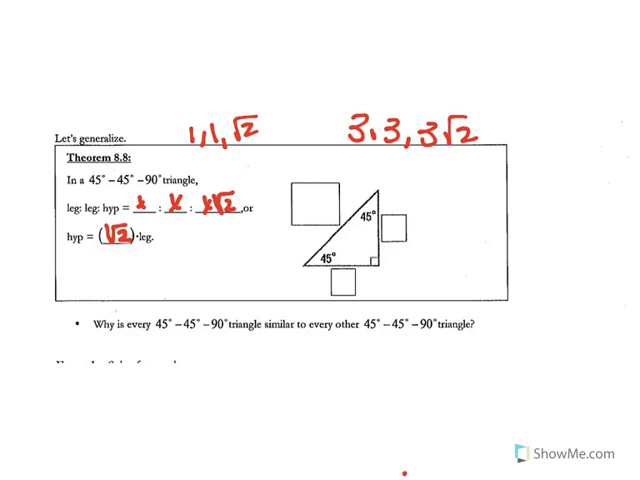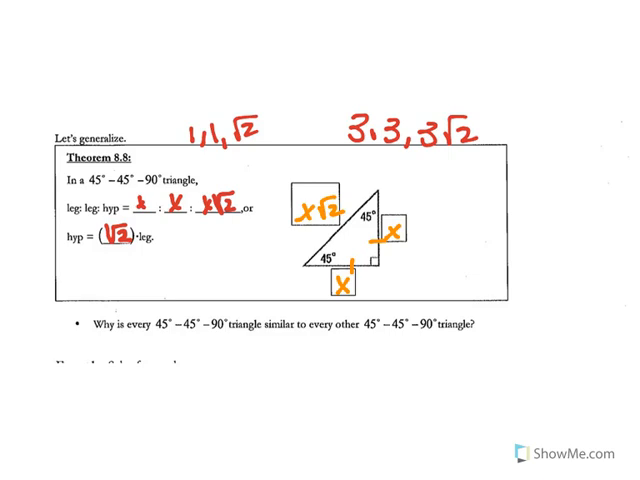Okay, so if we look at this example I have off to the side, I'm going to label each leg just a general x. X can be any number. It can be 5, it can be 100, it can be 2 root 7, we don't know what it is, but whatever number that is, both of the legs have it, because they're congruent to each other. And then the length of the hypotenuse is the length of the leg, x, times root 2.